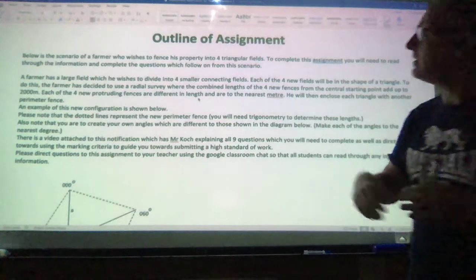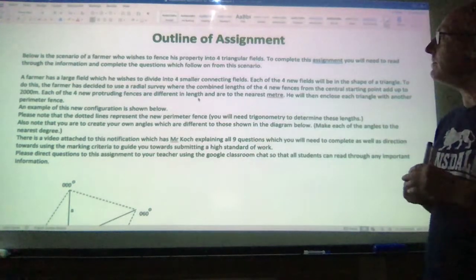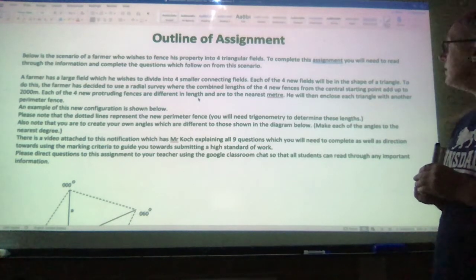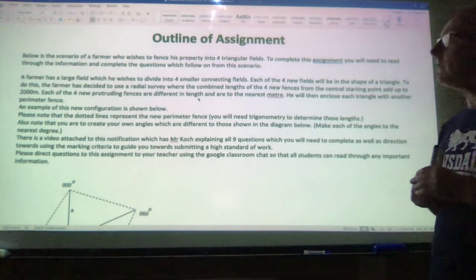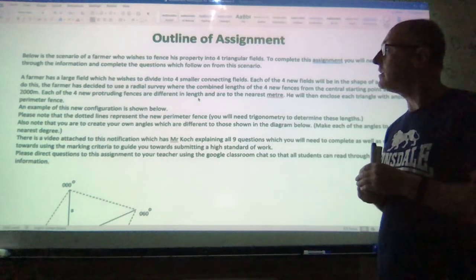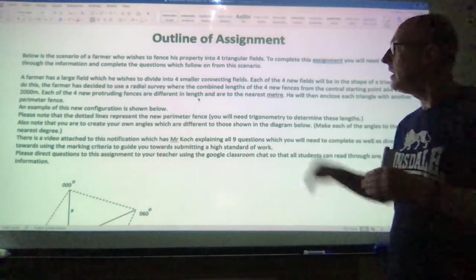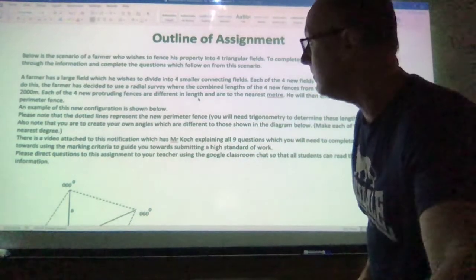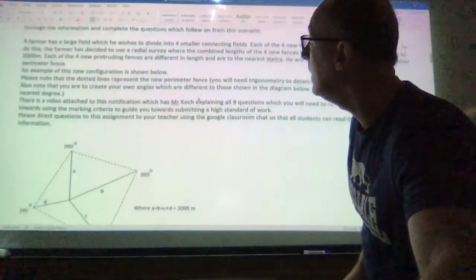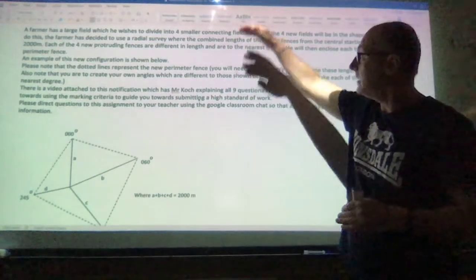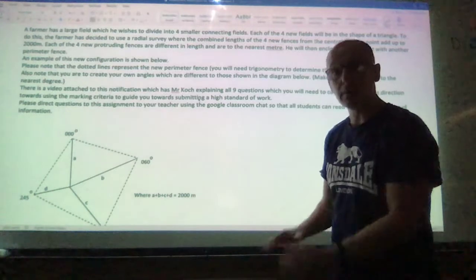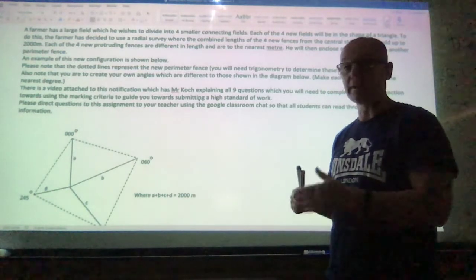But below is a scenario of a farmer who wishes to fence his property into 4 triangular fields. To complete this assignment, you will need to read through the information and complete the questions which follow on from this scenario. So here is a scenario with the diagram below. So I'll just bring this up a little bit. So I'm now going to read through the scenario, referring to this diagram here, and then I'll go through the questions which are the 9 questions which are below.